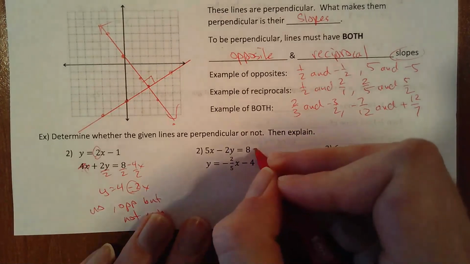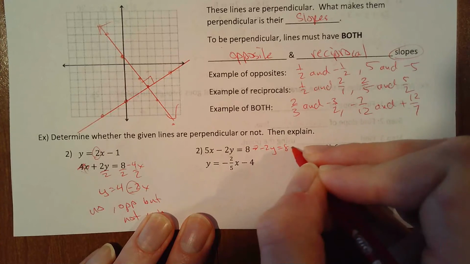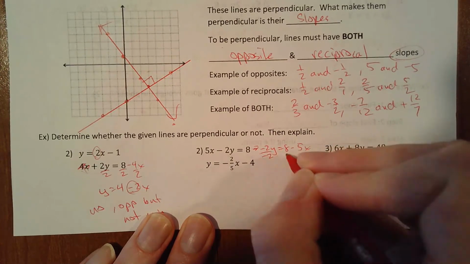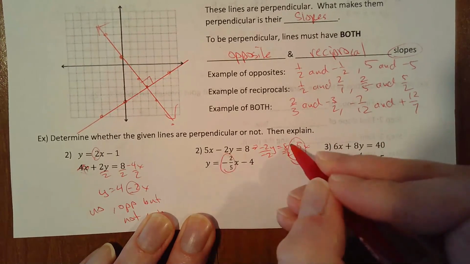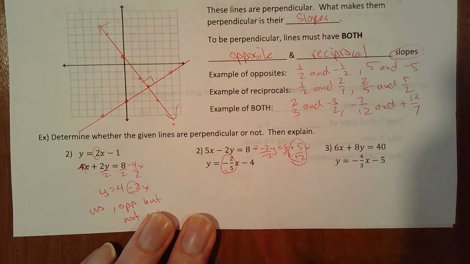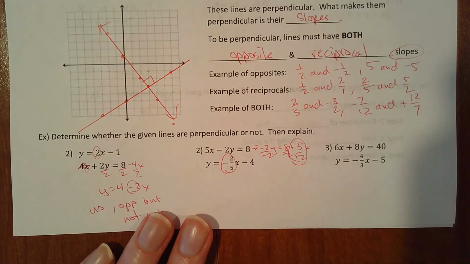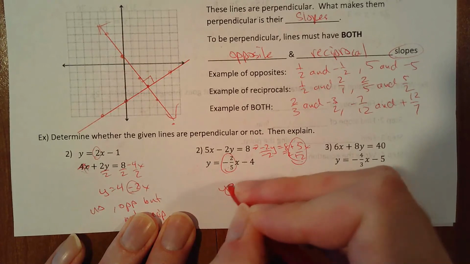This one here, bring the 5x over, would be negative 2y equals 8 minus 5x, divided by negative 2. Again, all I'm worried about is the slope. This would be a positive because negative 5 divided by negative 2. So it'd be 5 halves and negative 2 fifths. Are they opposites? Yes. Are they reciprocals? Yes. So yes, opposite and reciprocal.